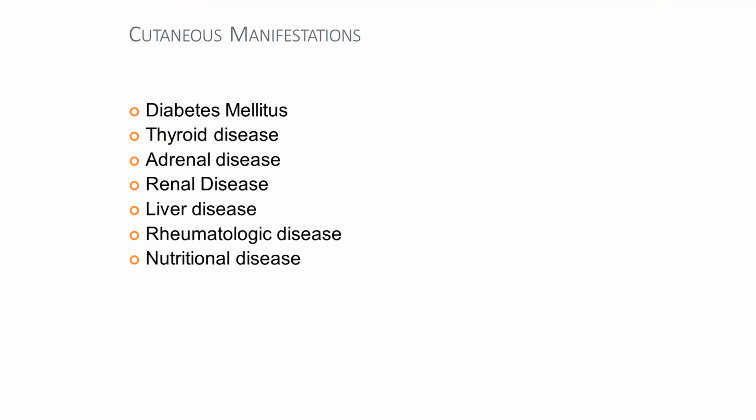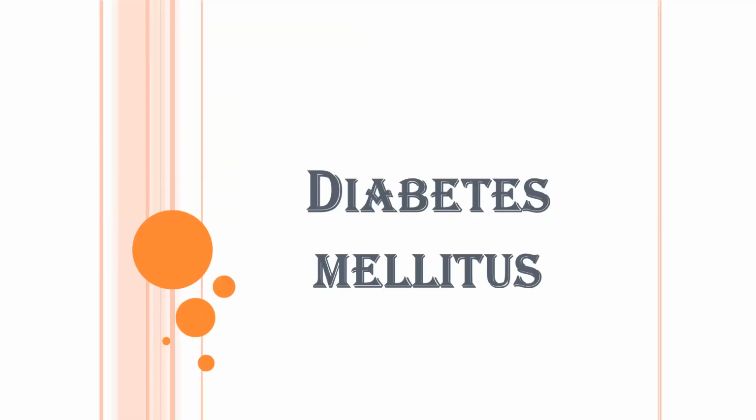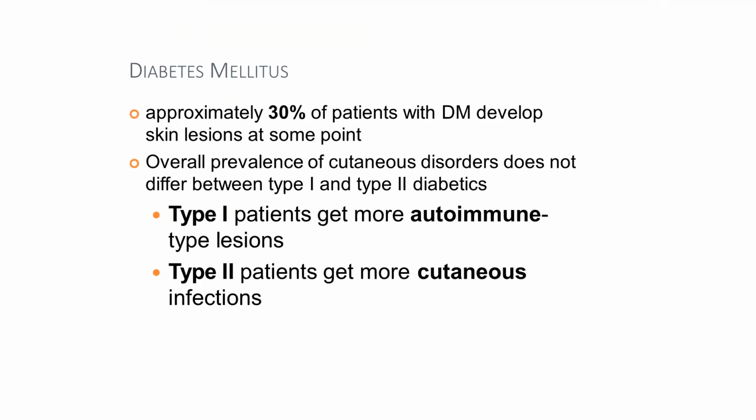The common systemic diseases with cutaneous manifestations are diabetes, thyroid, adrenal, renal, liver, rheumatologic, and nutritional. We will do those that are included in your syllabus. First of all, and most important, is diabetes mellitus. Approximately 30% of patients with diabetes develop skin lesions at some point.